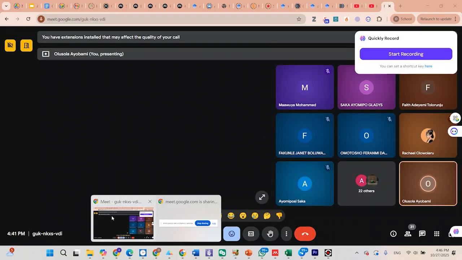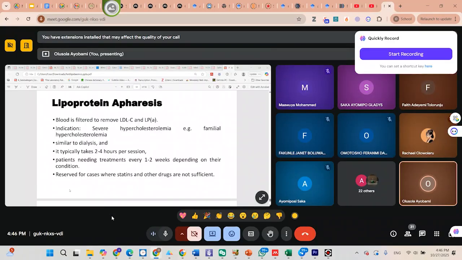For the lipoprotein apheresis, it is more like dialysis. You filter out the lipoprotein, or the low density lipoprotein cholesterol. You filter it directly out from the blood, like you are doing dialysis. You know, for dialysis in a patient with renal failure, you gain access into the systemic circulation and filter out protein wastes, urea, and all of these things that are toxic to the body system.